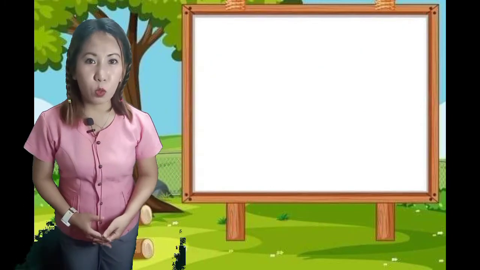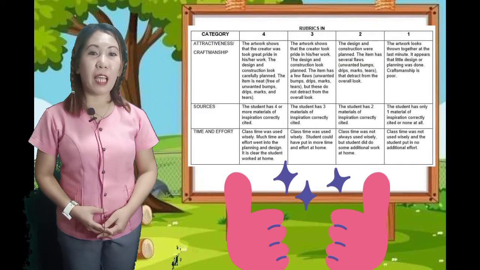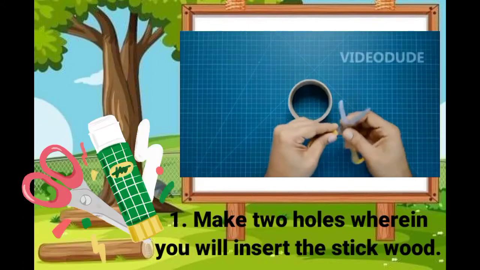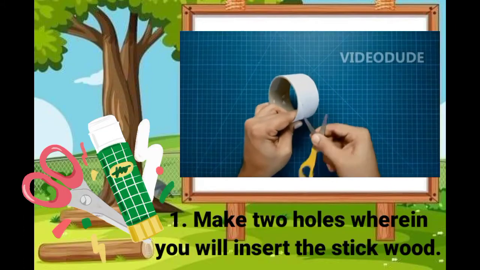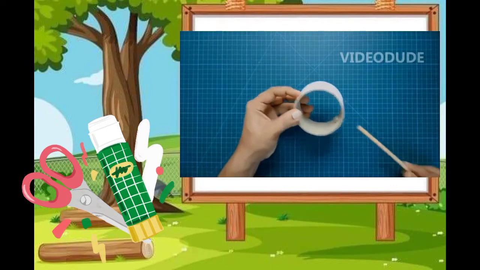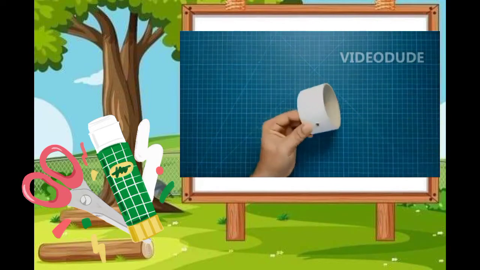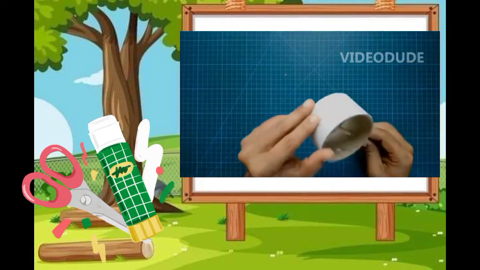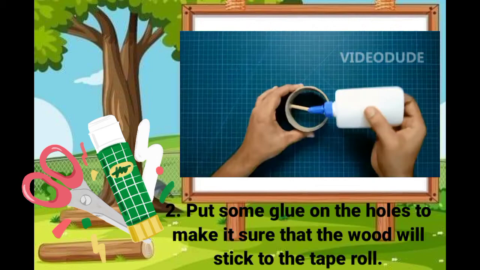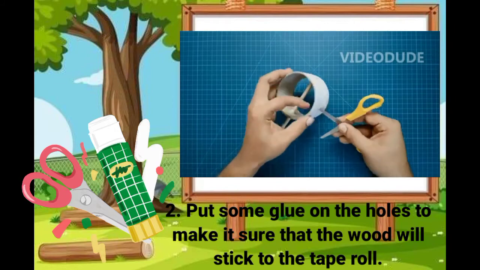To achieve a higher score, here are our rubrics for your performance output. These are the following procedures. Number 1, make 2 holes wherein you will insert the stick wood. Number 2, put some glue on the 2 holes to make sure that the wood will stick to the tape roll.